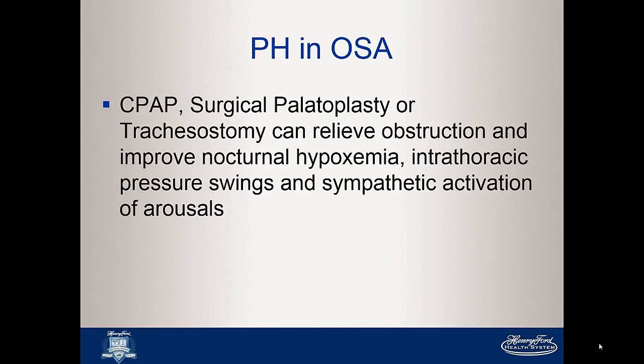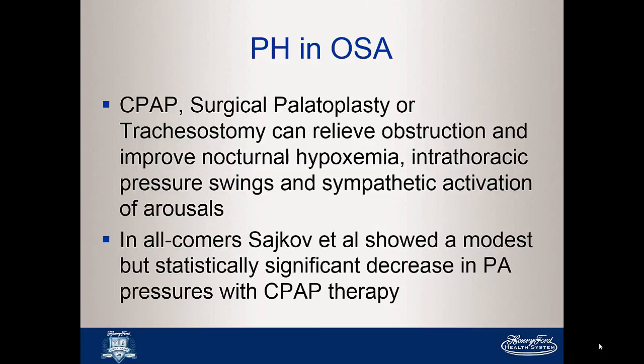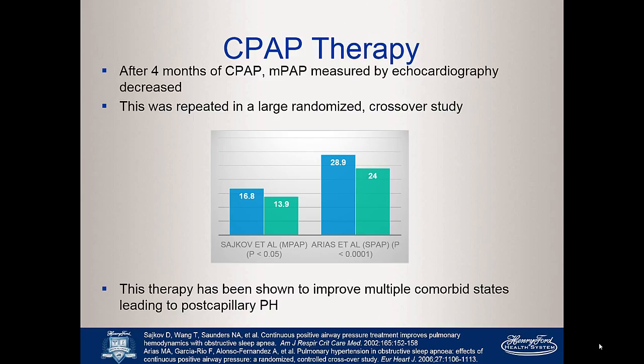In terms of treatment for it, we know that CPAP, surgeries, or trach can relieve the obstruction and improve nocturnal hypoxemia, hopefully improving pressure swings and sympathetic activation of arousals also. So looking at treatment, we do have a few studies out there. This particular study was able to show an improvement in PA pressures after about 4 months of CPAP therapy.